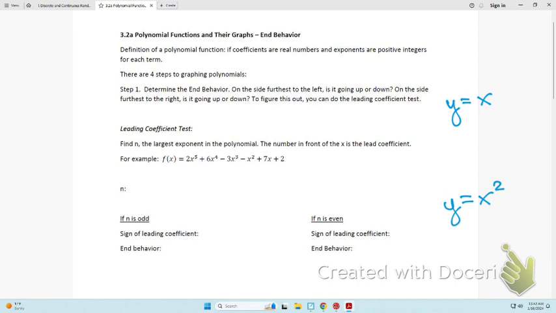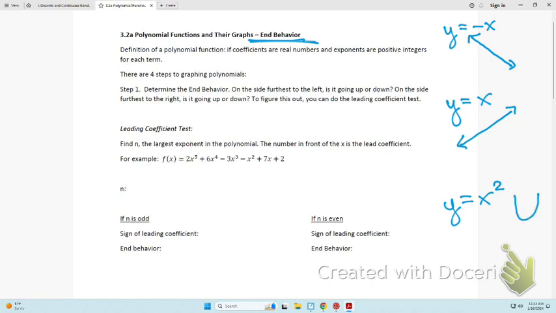Today we're looking at end behavior. Just what is the graph doing on the left? What's it doing on the right? For example, y equals x, that is going down on the left, going up on the right. If I throw a negative in front of it, it flips and it's going up on the left, down on the right. What happens if it's squared?